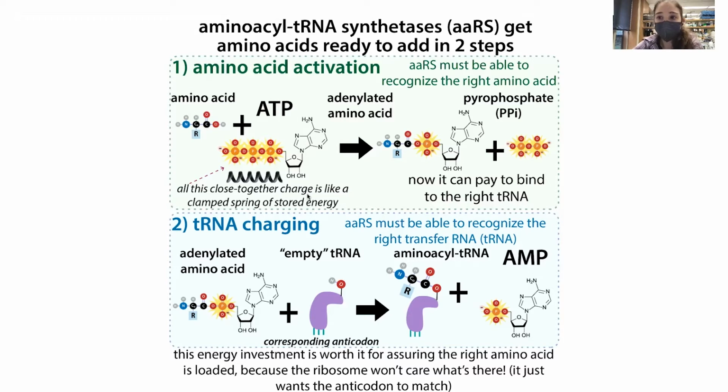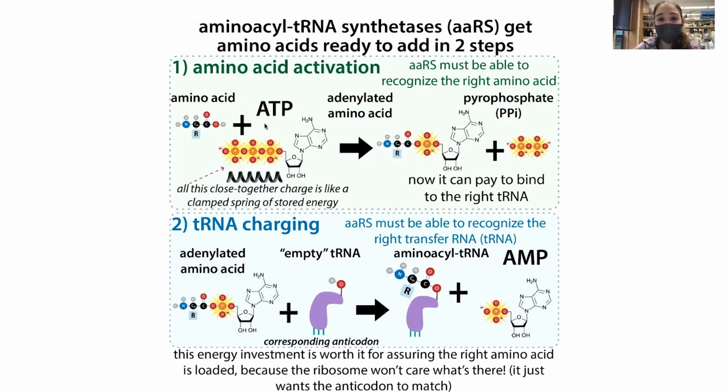And this energy investment is worth it because when it gets to the ribosome, what the ribosome's looking at is this anticodon, which is going to match the codon. The ribosome's not going to care what's attached to this tRNA. The ribosome's just going to care what's this anticodon. So you want to make sure that you have the right amino acid loaded onto this tRNA.